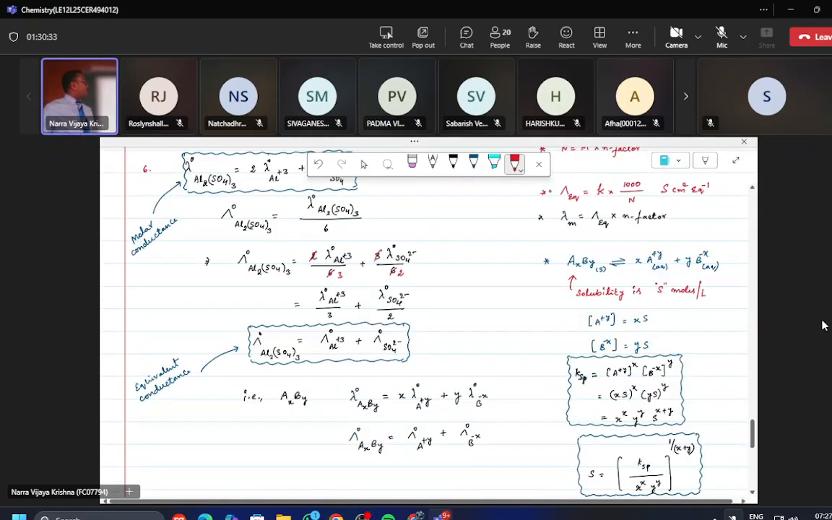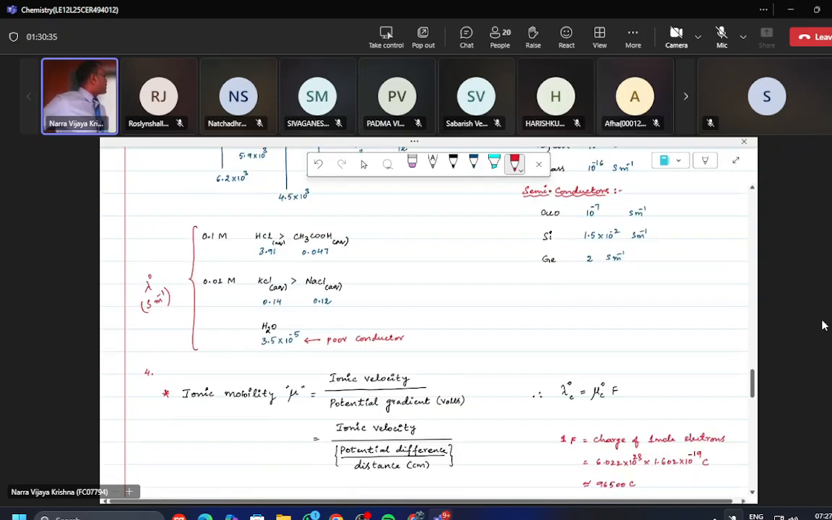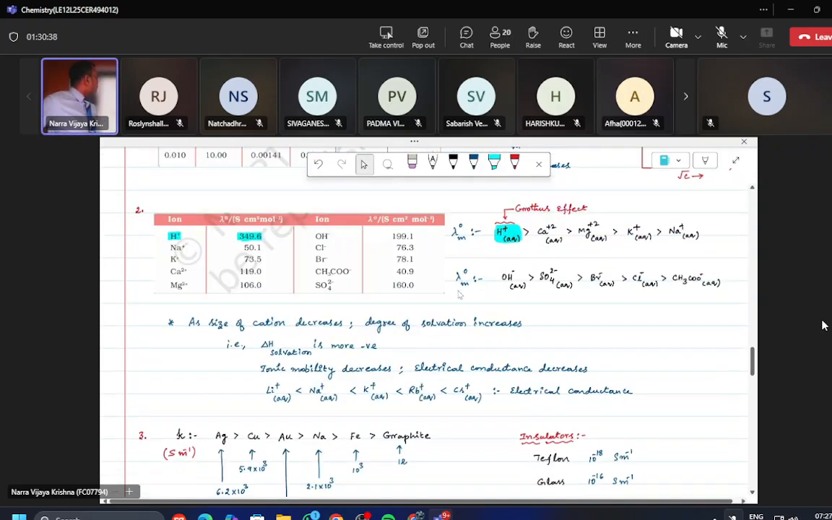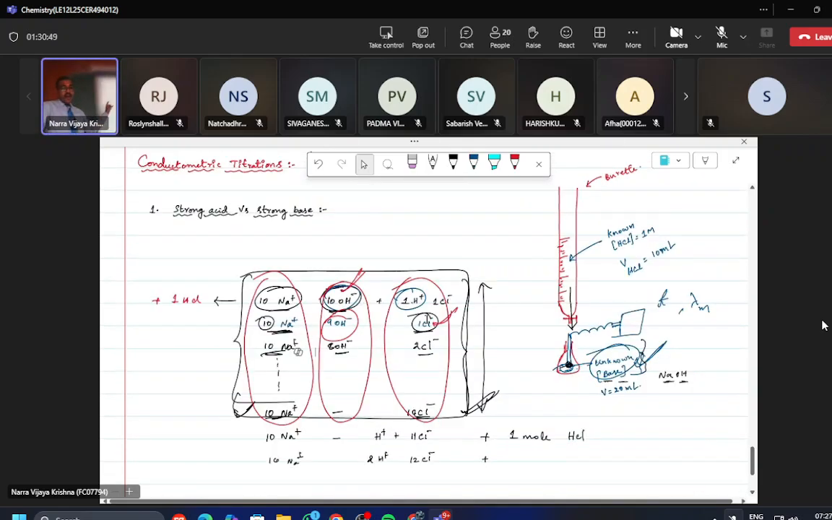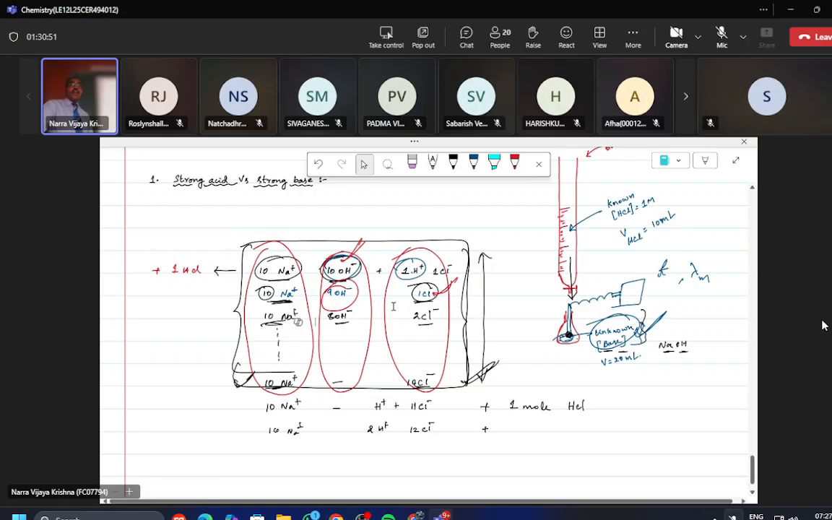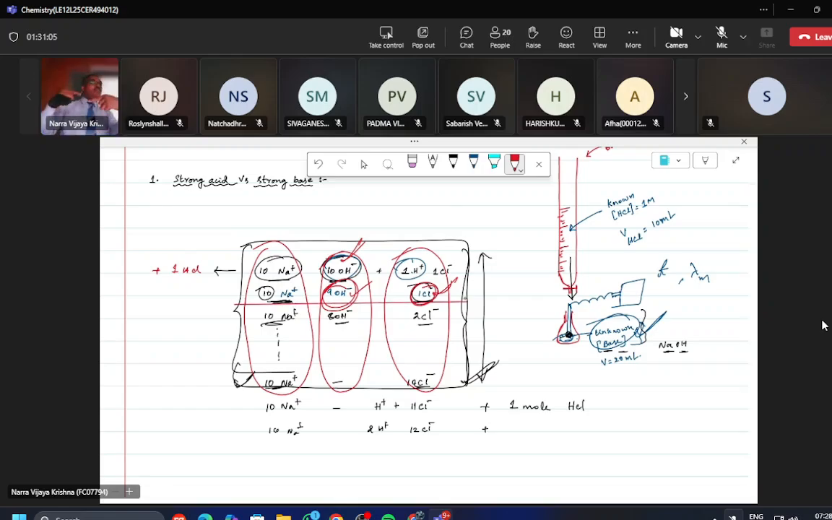Now among OH minus and Cl minus, which is having better conductance? Check in this table. OH minus shows more conductance than Cl minus. Now, if I keep on adding HCl from outside, what happens to total conductance? Decreases, because each OH minus is replaced by Cl minus, and the conductance of OH minus is more. Net number of ions is not changing, but their respective conductance is decreasing. So what happens to overall conductance up to the equivalence point?